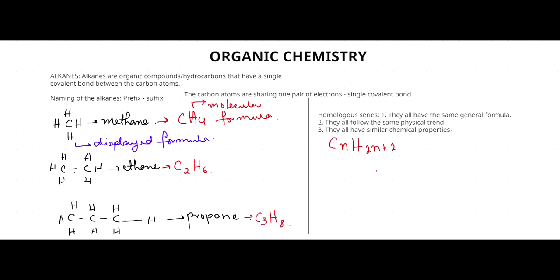The formula works like this. The n stands for the number of carbon atoms. Let's see, you have 4 carbon atoms. Wherever you have n, you will write down 4. So C4, H2 times 4 plus 2. 2 fours are 8, plus 2 is 10. So if I ask you to make an alkane with 4 carbon atoms, it's going to have 10 hydrogen atoms.